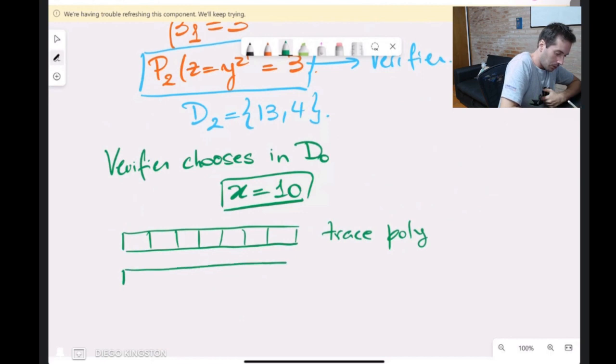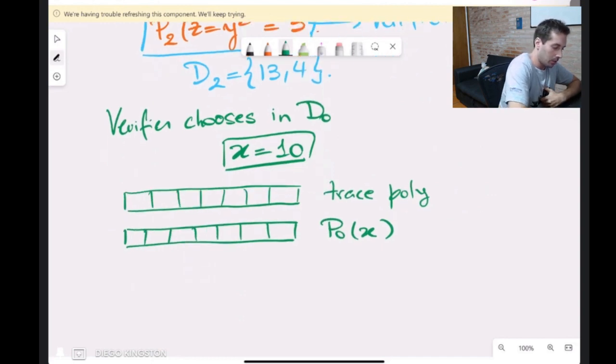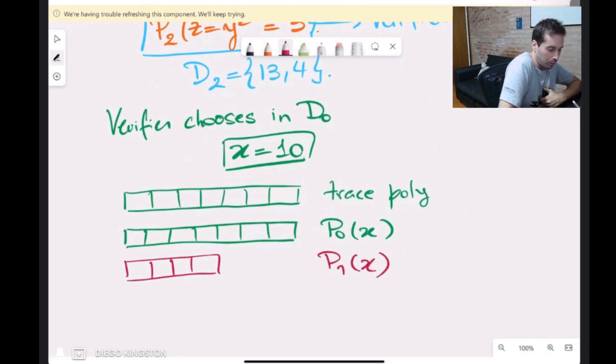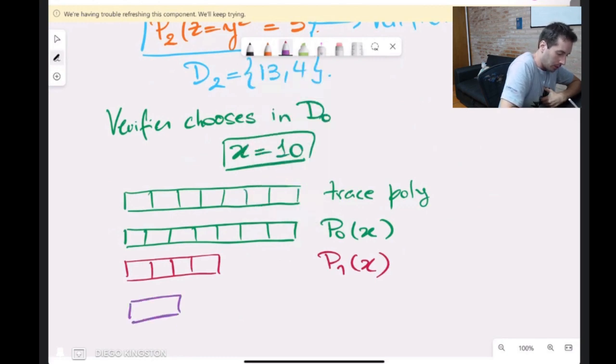Then, of course, we have the evaluation of P0 of x. These are the evaluations of the composition polynomial at D0. And then, of course, what we have are the elements of P1 of x, or well, P1 of y, if we want to call it properly. And then we have the evaluations of P2 of x. And so when he chose 10, he chose, for example, this value.